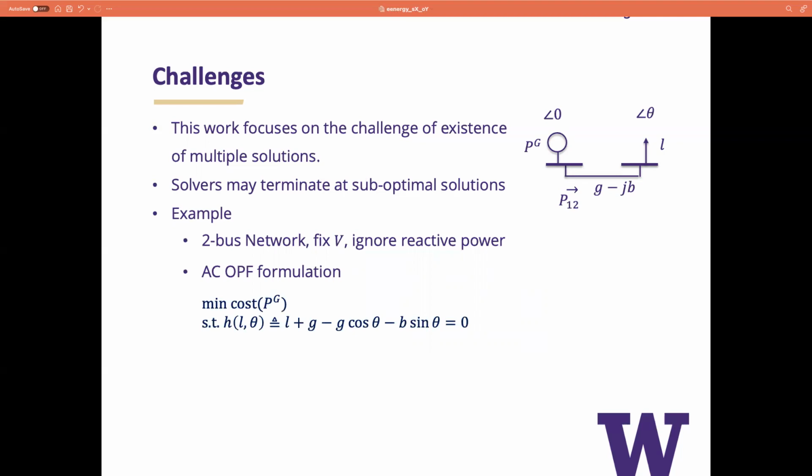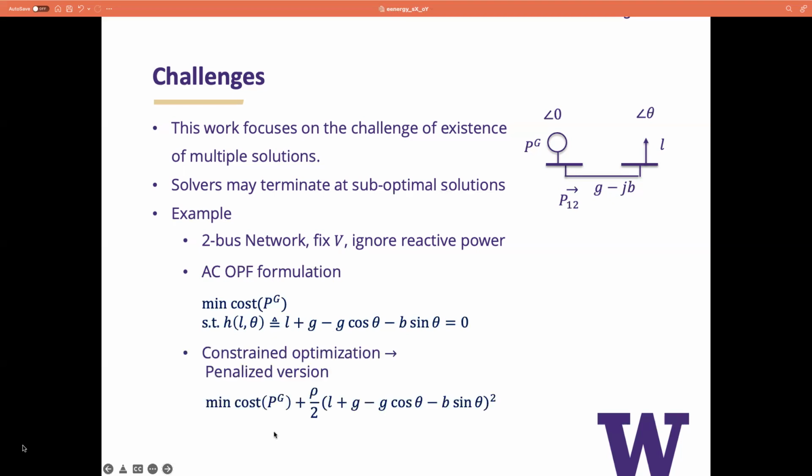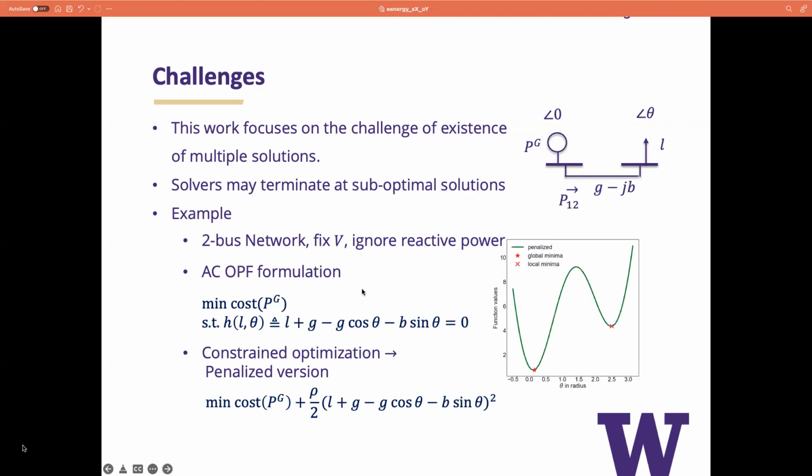It's a constrained problem. And nonlinear programming solvers actually use a barrier method to solve a sequence of unconstrained problems. So we can transform this ACOPF problem into its penalized version, and we can use the penalized problem to study the solutions of ACOPF. For this example, if we plot the function values of this penalized problem, we can see there are two solutions.